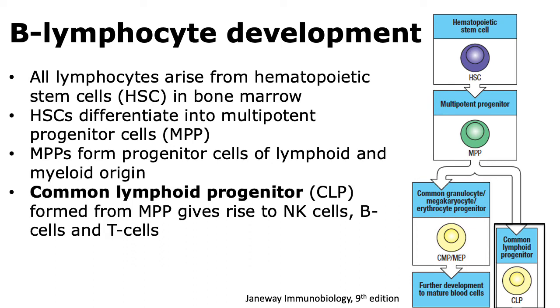The common lymphoid progenitor is another progenitor cell that can be formed from the multipotent progenitor cells, and the common lymphoid progenitor is the one that will form NK cells, B cells, and T cells. So all our lymphocytes, including the B lymphocytes, arise from the common lymphoid progenitor.